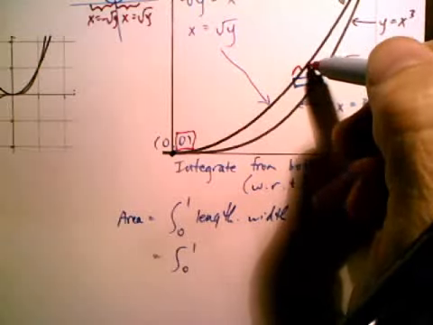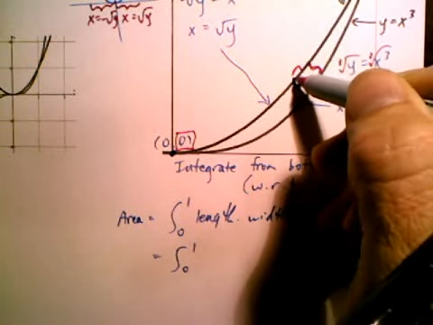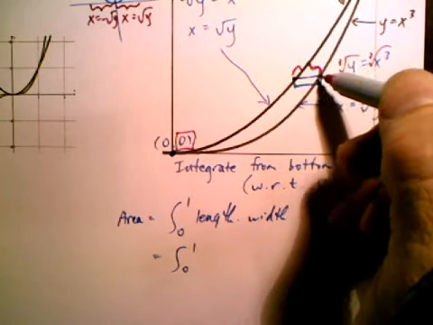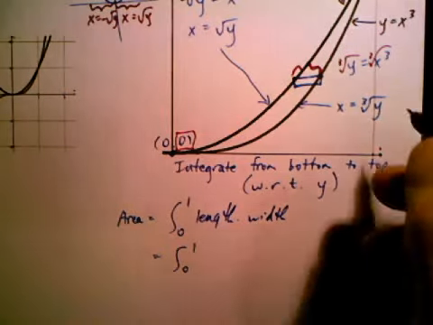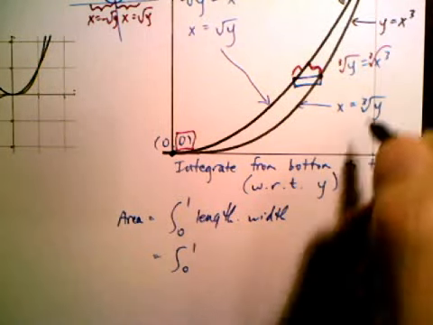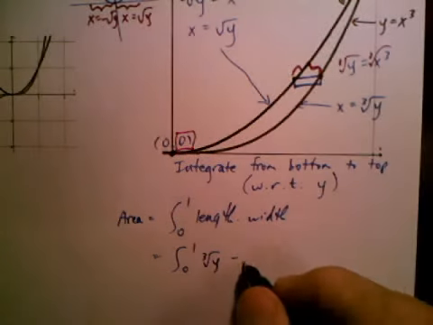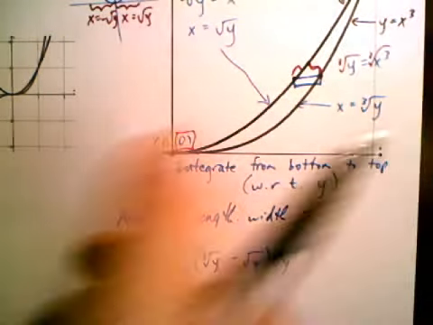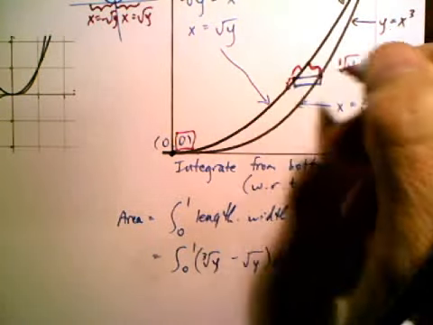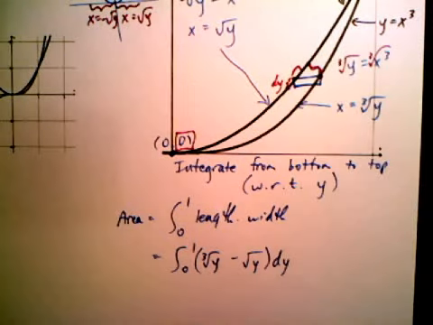That's why I took the time to do that in the first video. How do you find the length when you're dealing with a distance that's expressed horizontally? Well, it's the right minus the left. So we actually have the different curves now. So cube root of y minus the square root of y with respect to y. So I should say the width of this rectangle here is just a little change in y, just a dy.